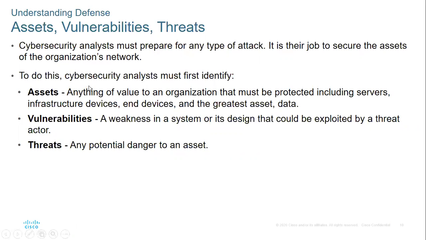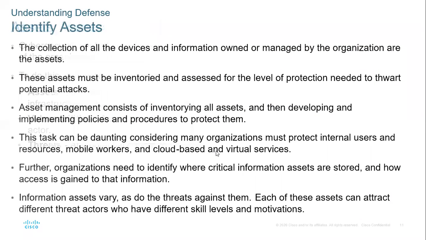Now, to do this, you must understand these terms. Assets is anything of value your organization has. Vulnerabilities, these are weaknesses in the system or its design. Threat is any potential danger to an asset. Okay. So you see, there is no way that you wake up and start protecting your organization. No. First of all, you must identify the assets that you have in your organization. Which assets must be protected the most, and so on.